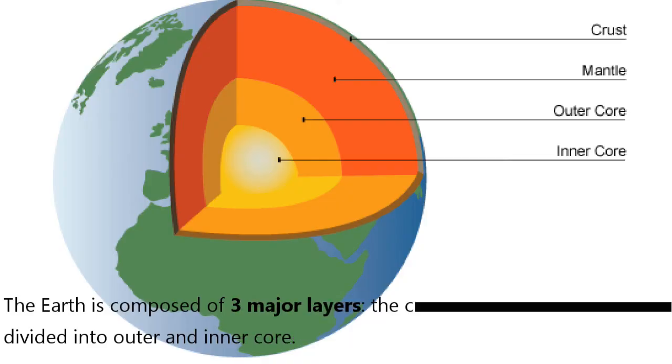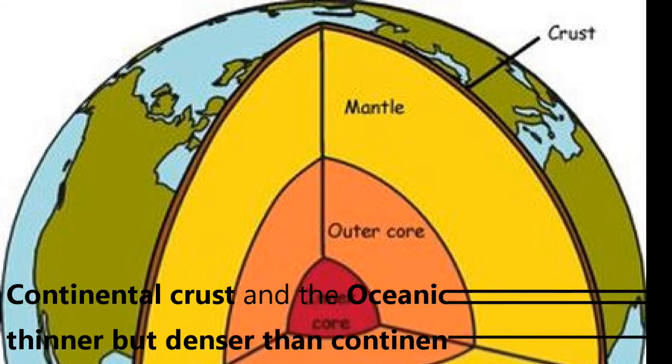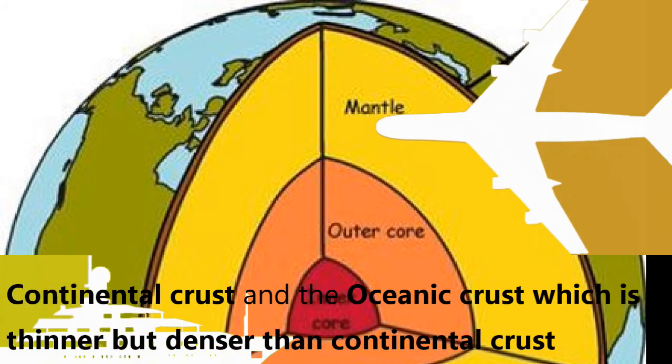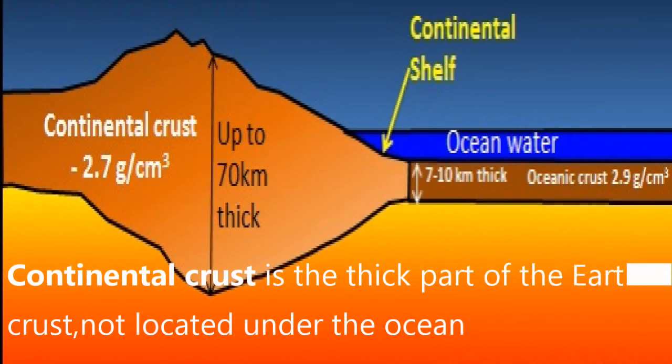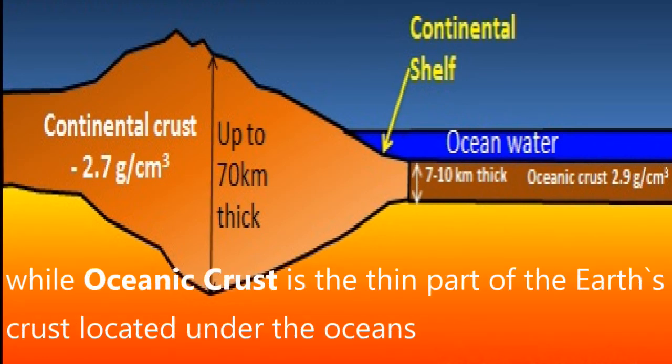The Earth is composed of three major layers: the crust, mantle, and core, which is divided into outer and inner core. The crust is the outermost and the thinnest layer of Earth. There are two kinds of crust: the thicker but less dense continental crust, and the oceanic crust, which is thinner but denser than continental crust. Continental crust is the thick part of the Earth's crust, not located under the ocean, while oceanic crust is the thin part of the Earth's crust located under the oceans.